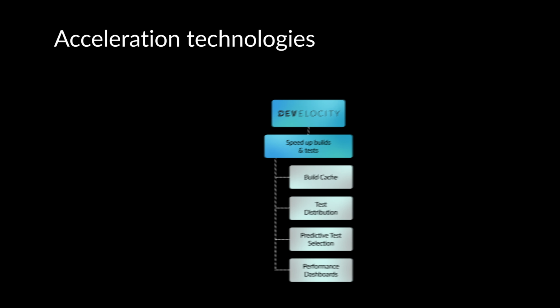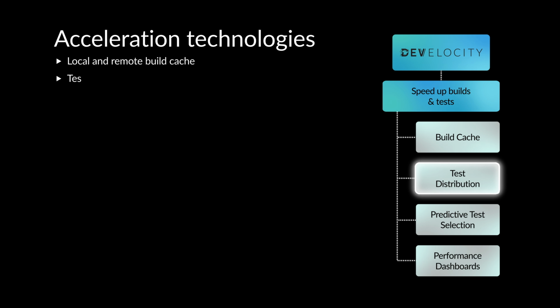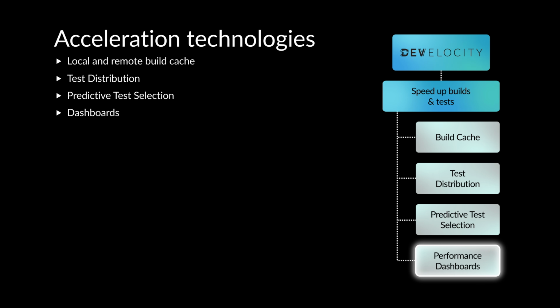Develocity's acceleration technologies include local and remote build caches for your build tools, test distribution to help you run your tests in parallel, predictive test selection to help you reduce the number of tests you need to run, and dashboards for understanding the build and test performance.